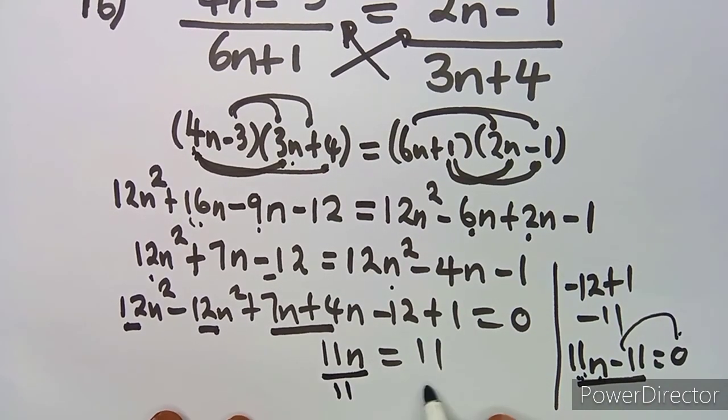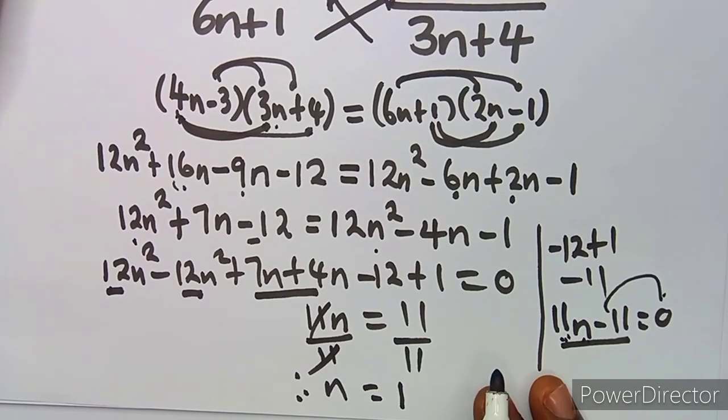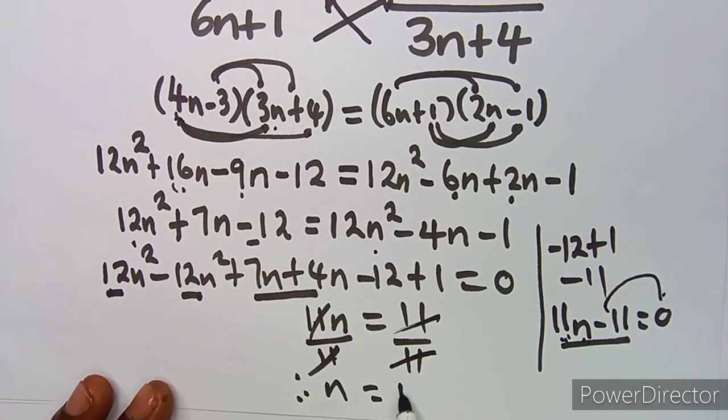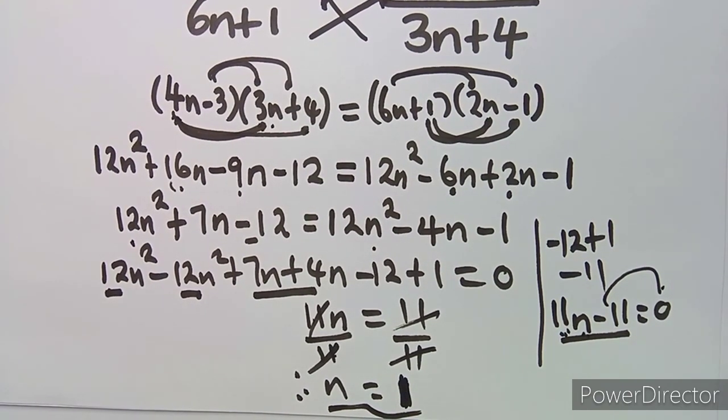Okay, so you can just divide by 11. That means the value of n in this case is going to give us a 1. Sorry for that. Just divide by 11 this side. So this one is going to give us a 1. That's 11 divided by 11, which is a straight 1.